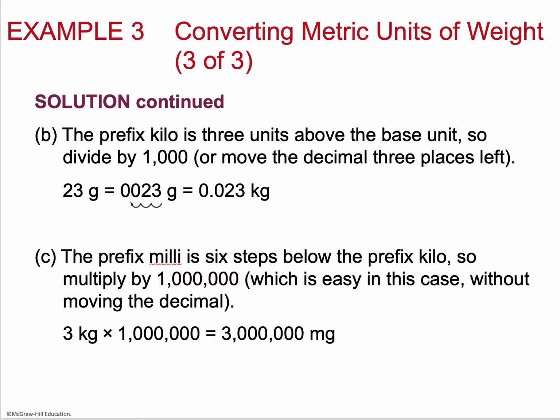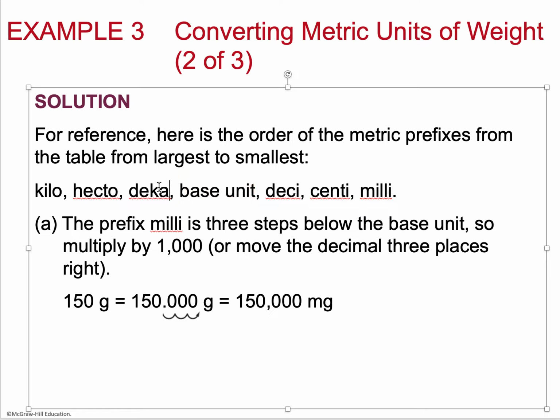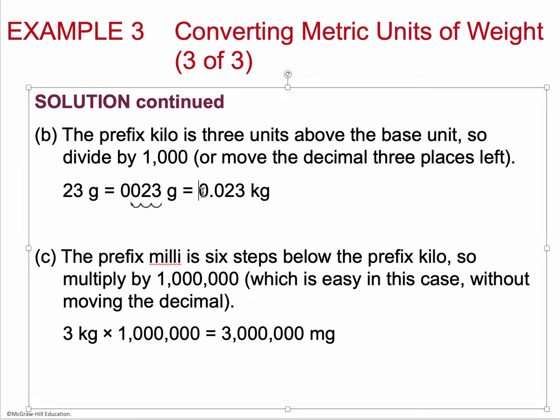In part B, kilo is 3 units above the base unit. So here's my base unit, and here, 1, 2, and 3. So because it is 3 units above, I'm going to divide by 1,000, and I would get 0.023. And then in part C, it's the same steps. Milli is 6 steps below kilo.